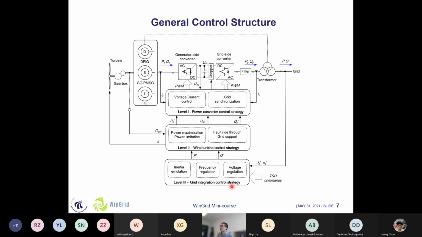And here the output of this control system will depend on the commands from the TSO, or we will also need to consider the current conditions of the power grid, like the frequency and the amplitude of the power grid. Now we need to provide some active or reactive power reference according to the TSO or the current conditions of the power grid. So in these lectures, we are mainly focused on the first 2 levels, the power converter control and also the wind turbine control.